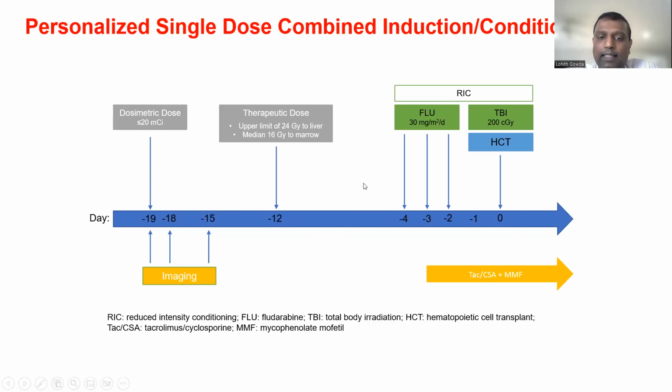Remember, these are people who have active blasts and active disease coming into this. This drug would ablate most of those patients. And then you go on to use the principles of transplant, which is to use a low dose of immunoablation with fludarabine and TBI, which lymphodepletes and also eradicates some of the disease, followed by hematopoietic stem cell rescue. The options for GVHD prophylaxis are tacrolimus or cyclosporin with mycophenolate.